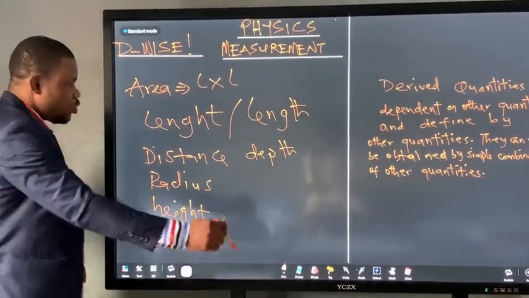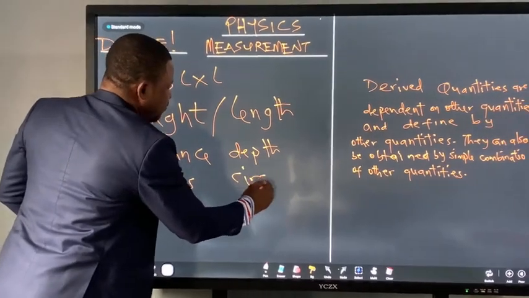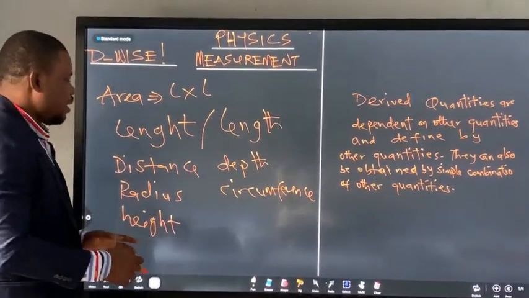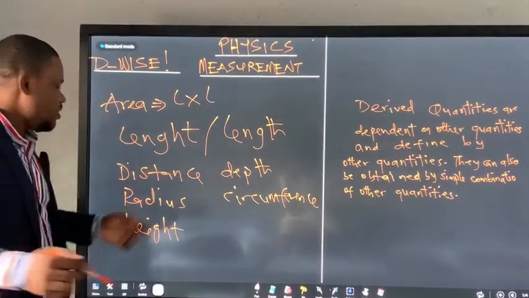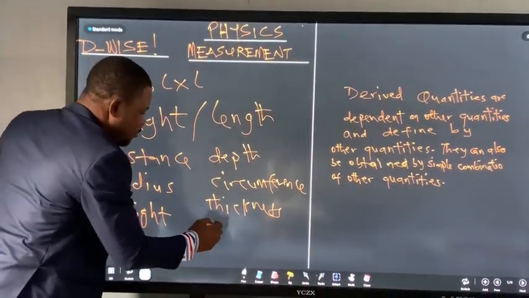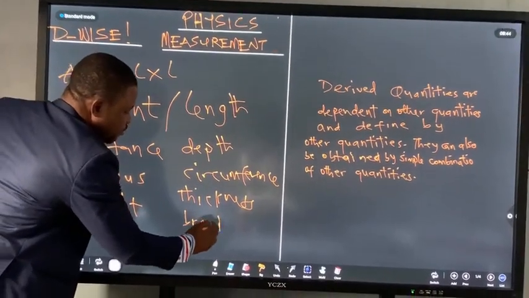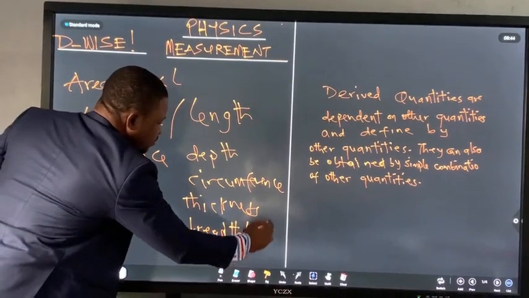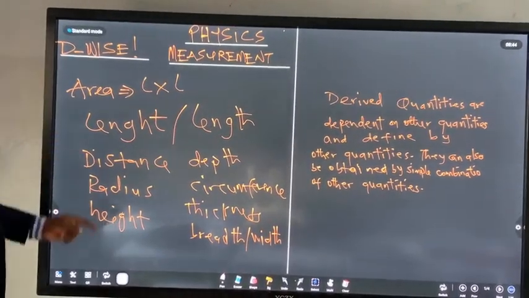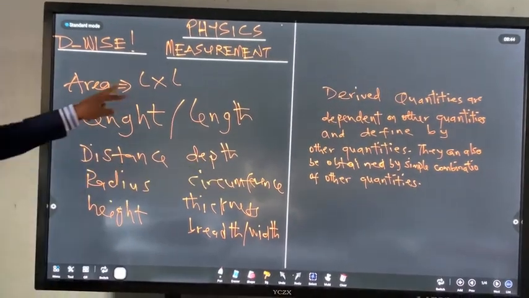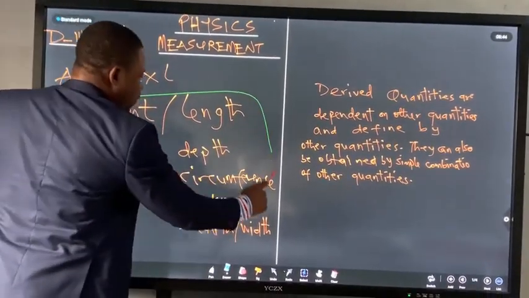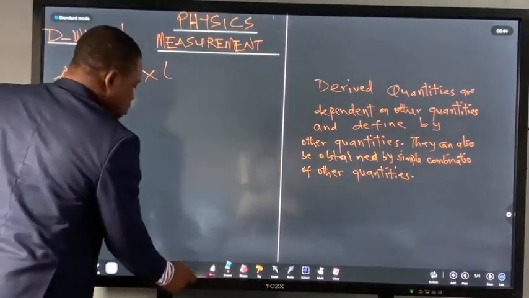Alright? So there are other distances like circumference, perimeter. All of those are lengths. They are all different. Even thickness, because you encounter all these things. Width or breadth. All of these are classified under length. So anytime you're looking for area, it's always two of these different lengths that you must combine to get area. Area is always a combination of two lengths.